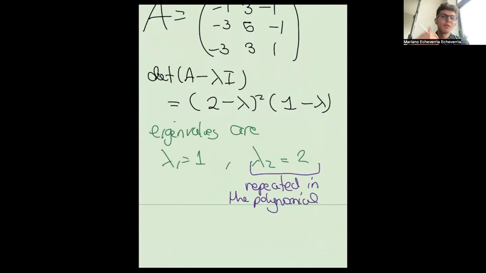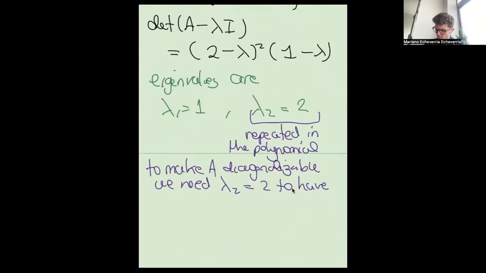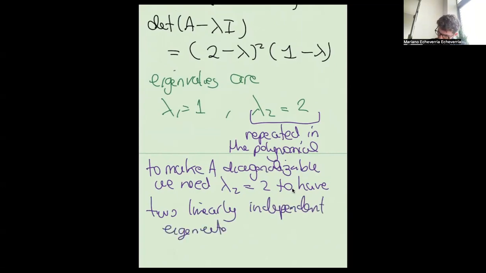Is that making sense? So if you wanted to show that this matrix is diagonalizable, what you need is for this eigenvalue to have at least 2 linearly independent eigenvectors. So to make A diagonalizable, we need lambda 2 equals 2 to have 2 linearly independent eigenvectors. Is that making sense?